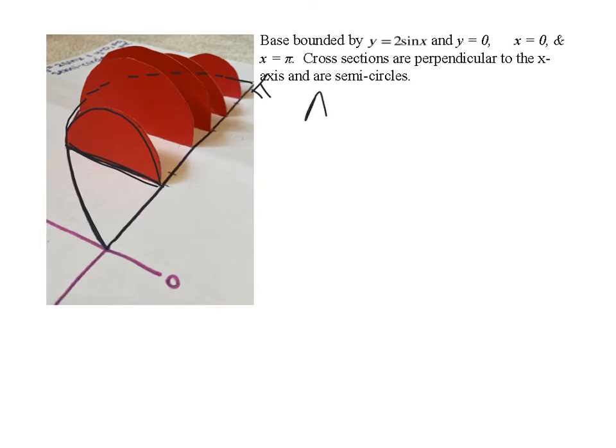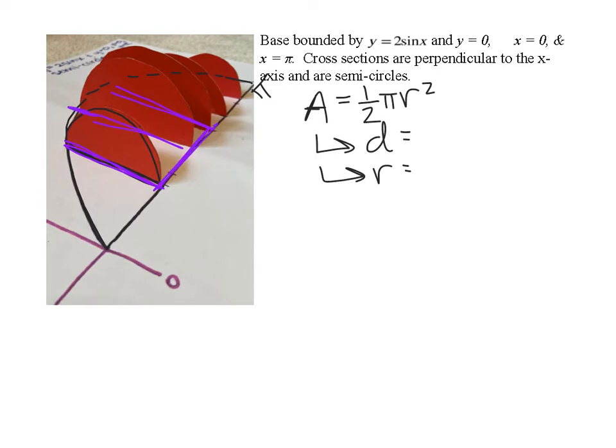So first, it's helpful to remember what the area of a semicircle is. The area of a semicircle is 1/2 pi r squared, just half of a circle. Then it's helpful to know what your diameter is, and then use that to find your radius. So our diameter is going to be the base of each semicircle, which basically goes from the x-axis up to our function. So our diameter is just going to be 2 sine x. So then your radius is going to be half of that. So your radius is just 1 sine x, or just sine x.